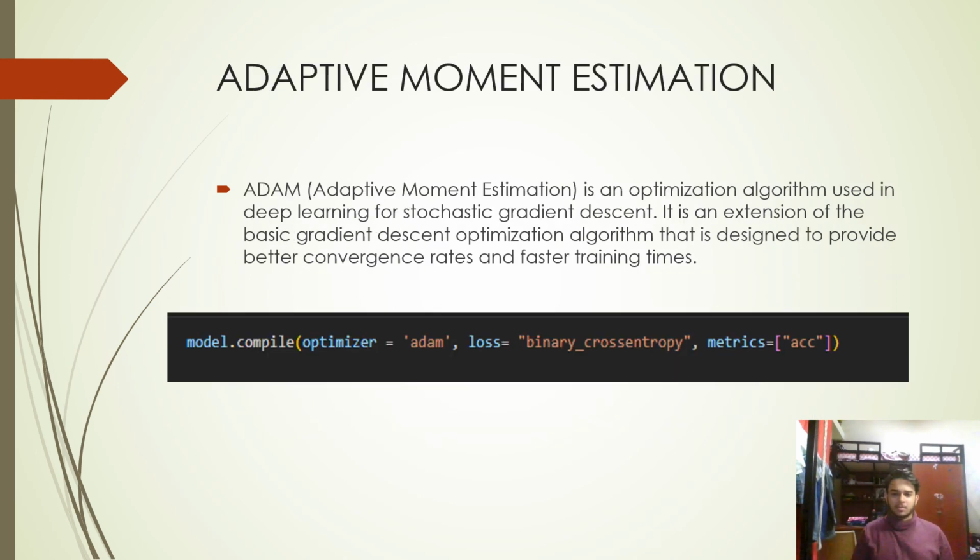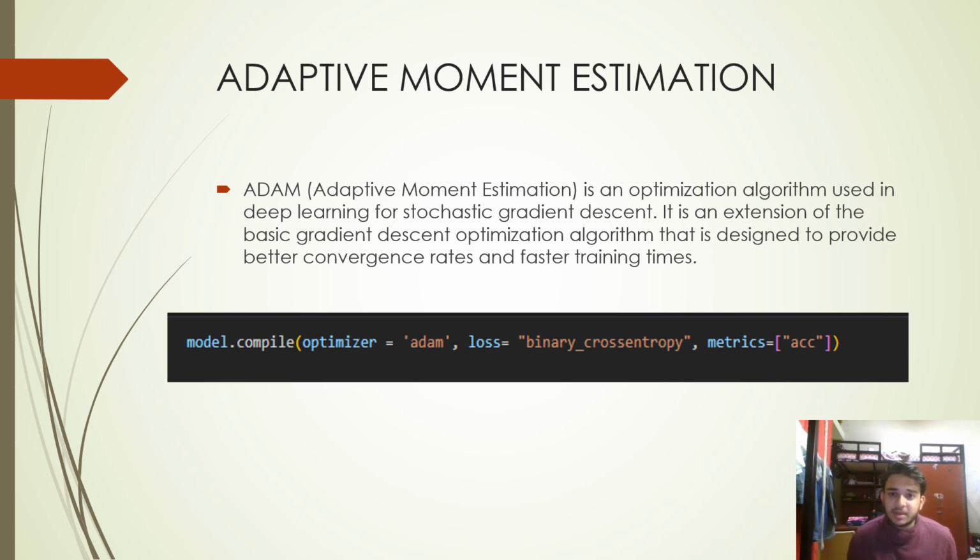ADAM, short for Adaptive Moment Estimation, is an optimization algorithm used in deep learning for stochastic gradient descent. It's an extension of the basic gradient descent optimization algorithm that is designed to provide better convergence rates and faster training times. Now, this algorithm computes individual adaptive learning rates for different parameters, which helps to prevent the algorithm from getting stuck in the local minima.